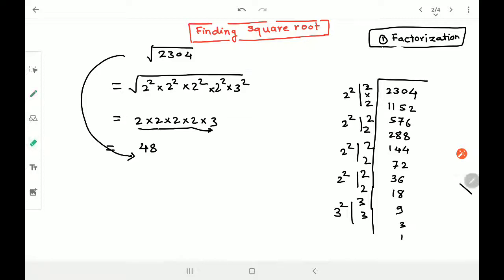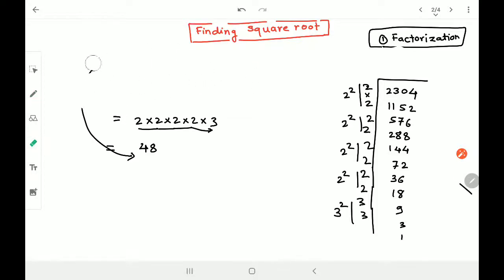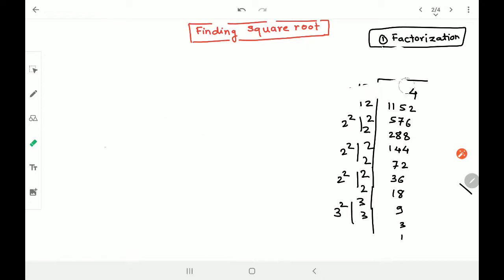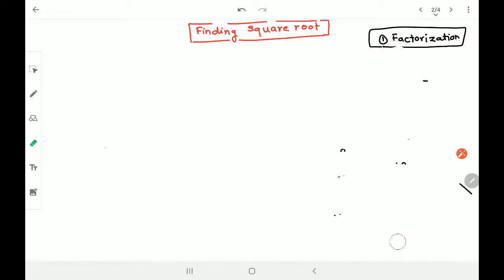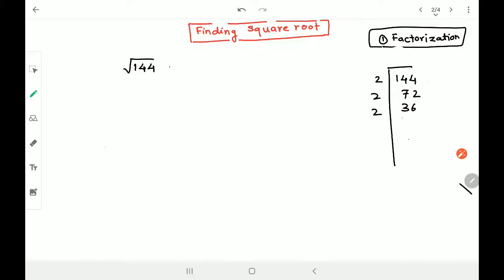Let's try another question. Can we make it a bit simpler than this? We'll take a number whose square and square root we already know, like maybe 144. I know the square root of 144 is 12. And let us solve this question by the factorization method. Here we have 144 dividing by 2. 2 sevens are, 2 twos are 4, 2 threes are 6, 2 sixes are 12. 2 18s are, 2 nines are, 3 threes are, and 3 ones are.